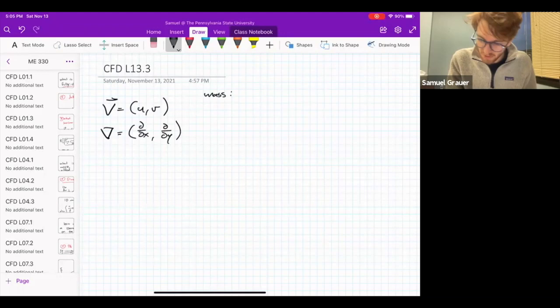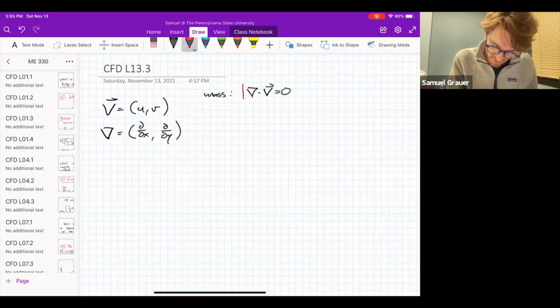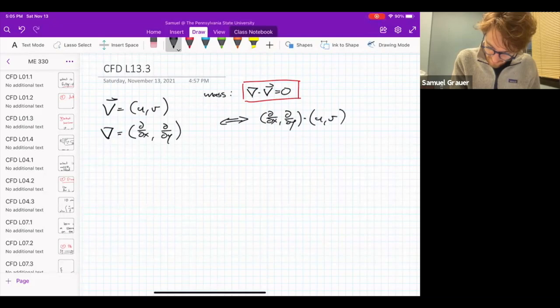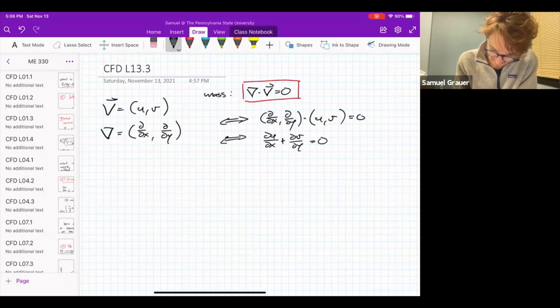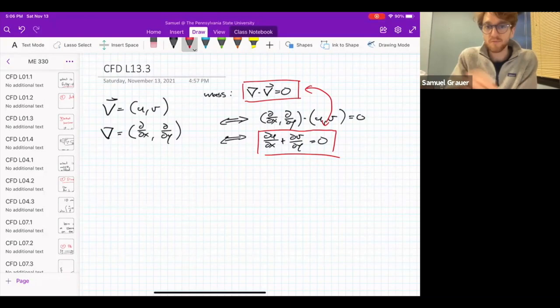So we start off by saying that del dot v equals zero. This is our mass conservation equation if we have incompressible flow. And that is equivalent to saying (∂/∂x, ∂/∂y) dot (u, v) is equal to zero, so that's a vector dotted with another vector. We know how the dot product goes: multiply the same element in each vector and sum them. So we have ∂u/∂x plus ∂v/∂y equals zero. So this is a vector version of the mass conservation equation, and that equation written out fully in terms of its components. And so it's pretty simple in this case.